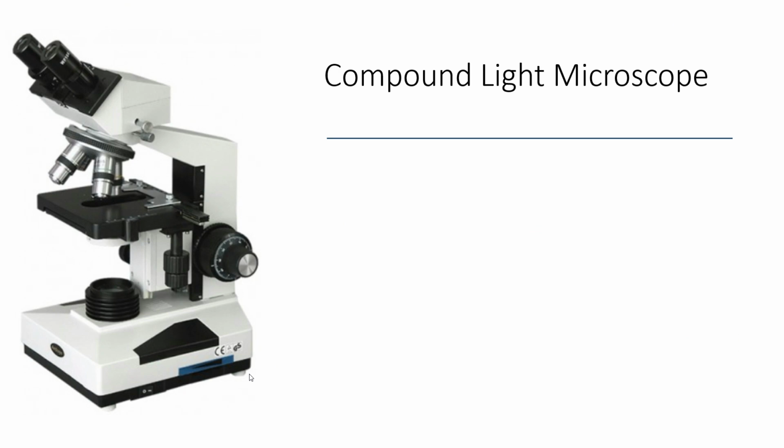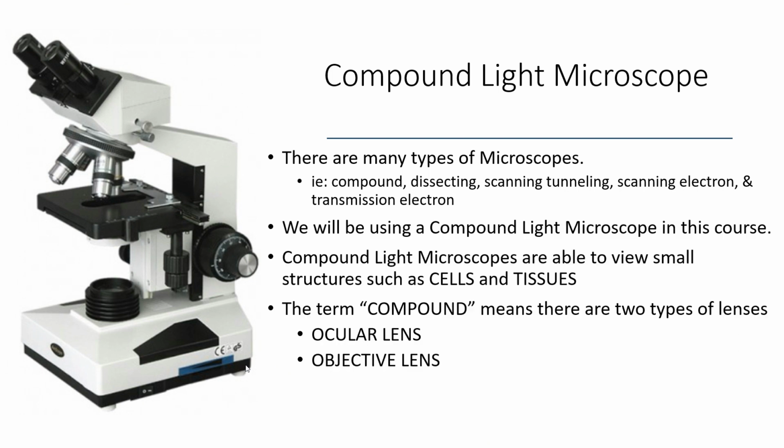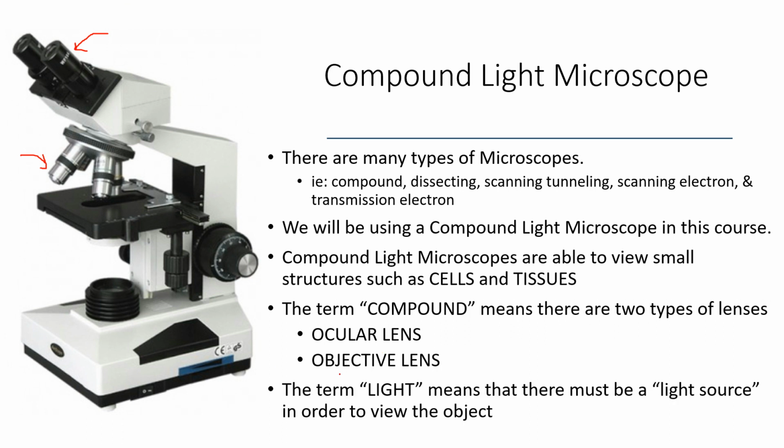I'm not going to test you about why it's called a compound light microscope, but bottom line is it's compound because there's two magnifications. There's the objective lens magnification, which these right here are the objective lenses. And then these are the ocular lenses, which also provide magnification. Keep in mind, ocular means eye, so it would make sense that that would be what you would be looking through. So that's why it's called compound. And you've got a light source right here, which is why it's a compound light microscope.